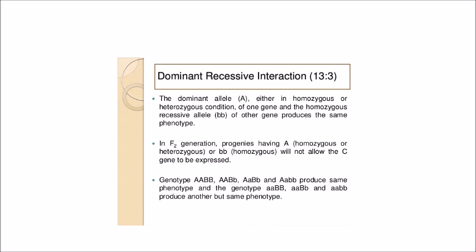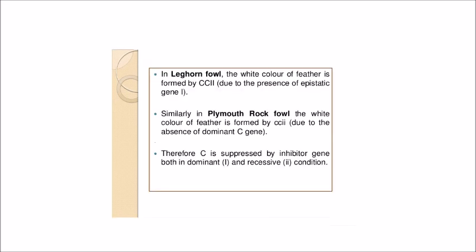As for example, there are so many examples out there. In hen fowl, the white color of feather is formed by certain genes, mainly for example capital C, capital I, so due to the presence of epistatic gene.